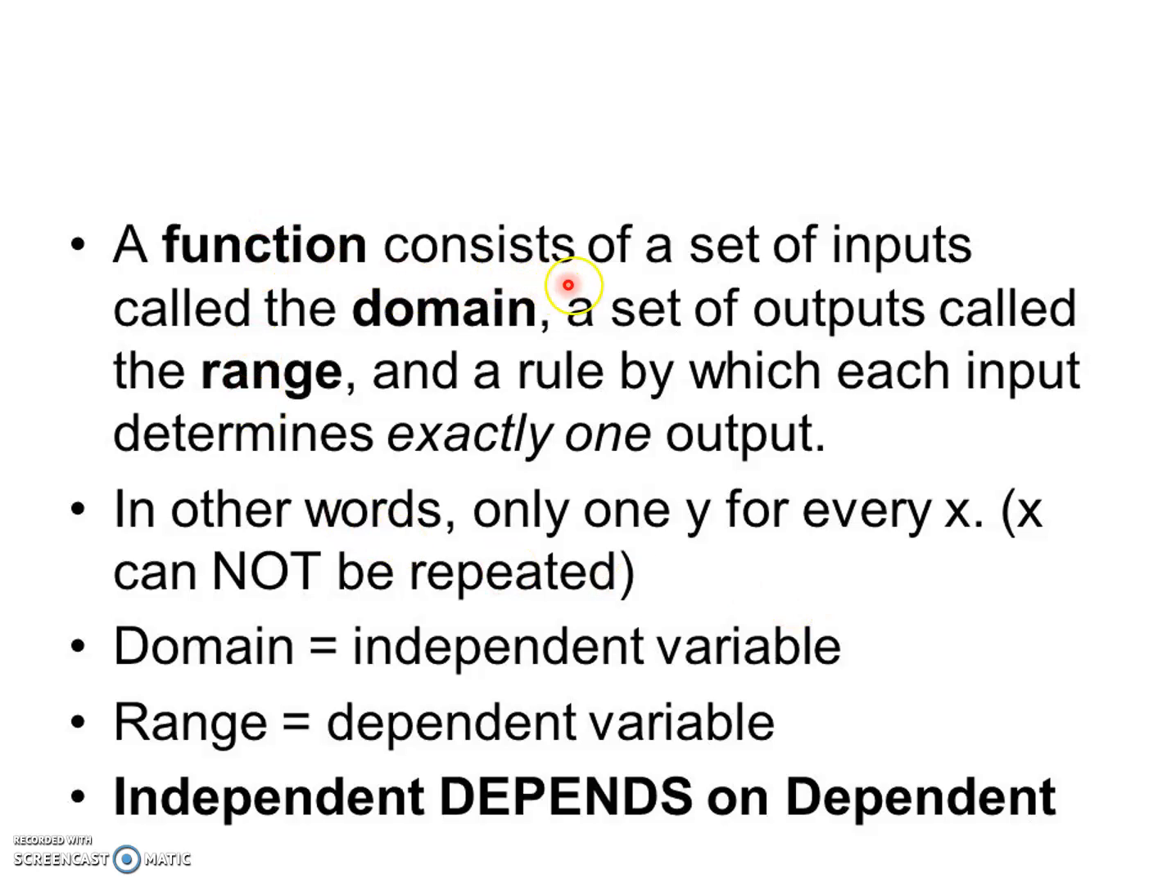That means a function consists of the set of inputs called domain, a set of outputs called range, and the rule by which each input determines exactly one output. In other words, only one y for every x, in bracket x cannot be repeated. That is, domain is the independent variable, range is called the dependent variable. Range is y and x is domain. So the dependent depends on the independent. That is a very important statement we have to highlight.